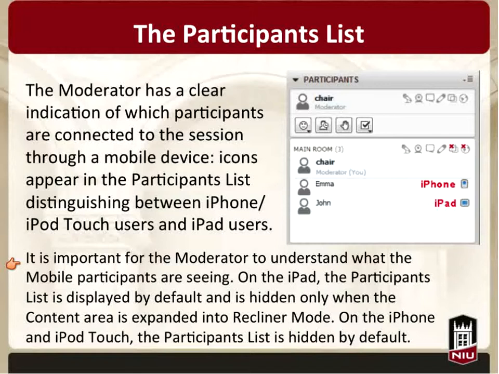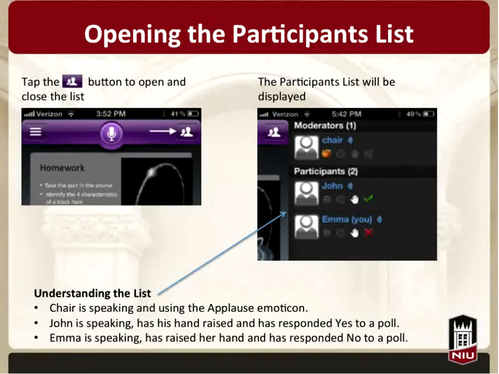It's only hidden when the student goes into recliner mode or taps the button to go full screen. But on the iPhone or the iPod Touch, the participant list is hidden by default, and they have to tap the participant button to get that list to appear. It's important to keep in mind that they're not seeing everyone that's logged in if they're connected on a phone, but if they're on an iPad, they do see that list. Having this bit of knowledge is helpful, just to know what that experience is like for your students. So that's the participant list.